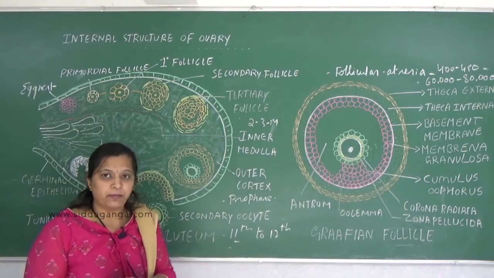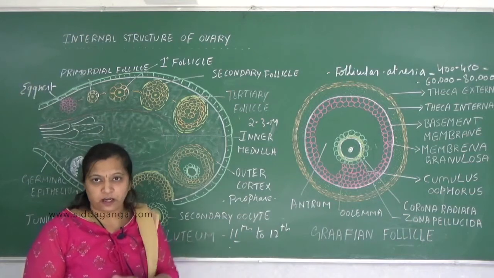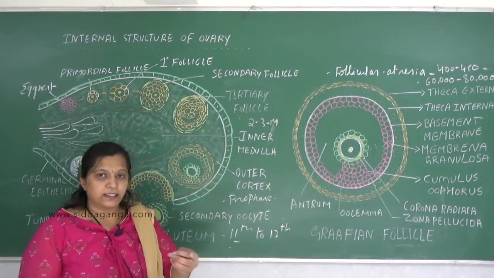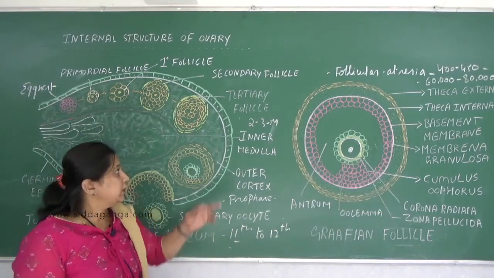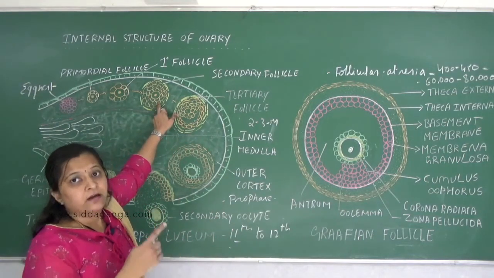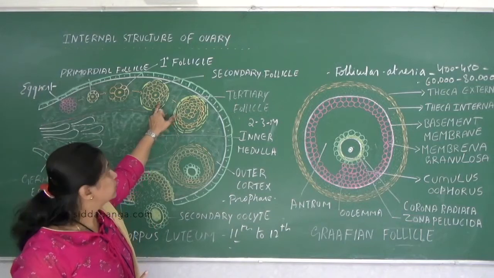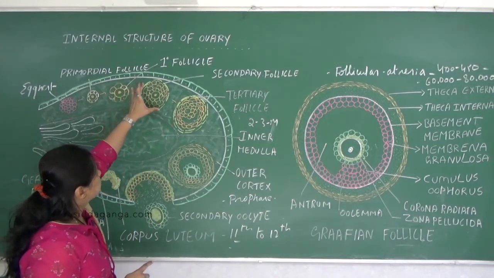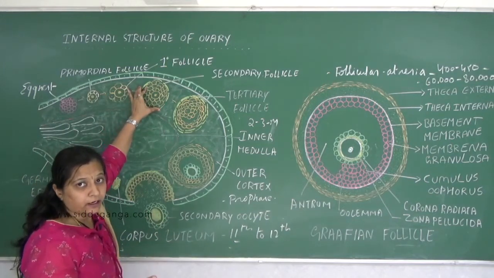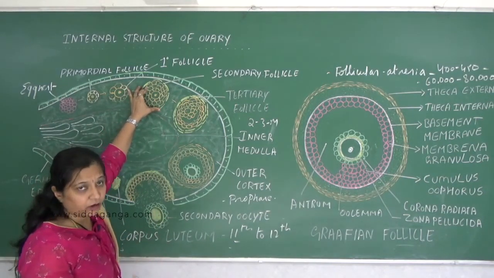One is the production of gametes and another is the production of sex hormones, right? So what are the sex hormones secreted by the ovary? Estrogen and progesterone, right? So estrogen is secreted by which cells? Granulosa cells, which are present in the follicles. So estrogen is secreted by the developing follicles, that is, the granulosa cells of the follicles.